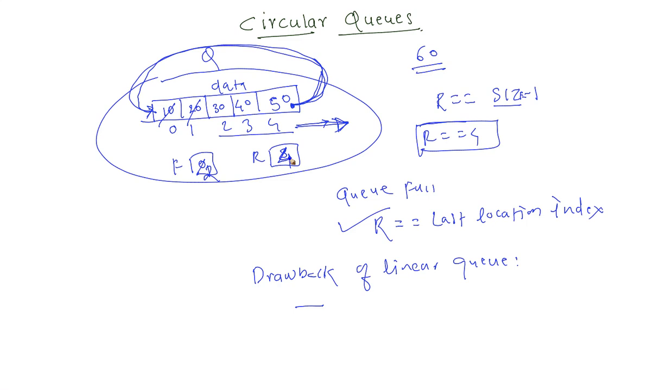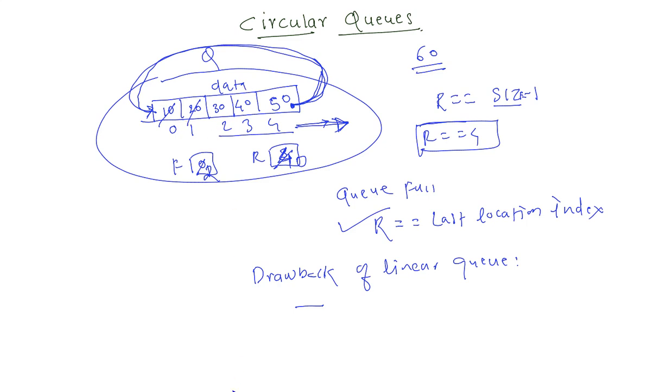So when R becomes 4, we'll make it 0, and then we'll see, is that 0 location actually full? Is an element present there? If an element is present there, we'll say that the queue is actually full. And if the element is not present there, we'll say that the queue is not full. So this kind of movement we will call circular movement, and because of this movement, this queue will be called a circular queue.